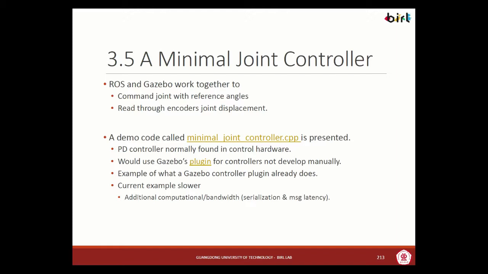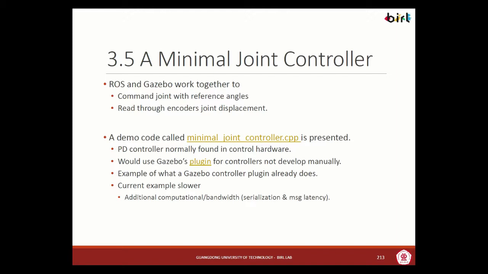Here we're going to have a simulated PD controller, a little bit similar to what you did on homework 1. And then later we're going to use Gazebo plugin for controllers, so we don't do this manually. And this is going to be an example of what that plugin really does. But right now it's going to be slower because by doing this in the code, we have extra computation and bandwidth requirements. For example, serialization.